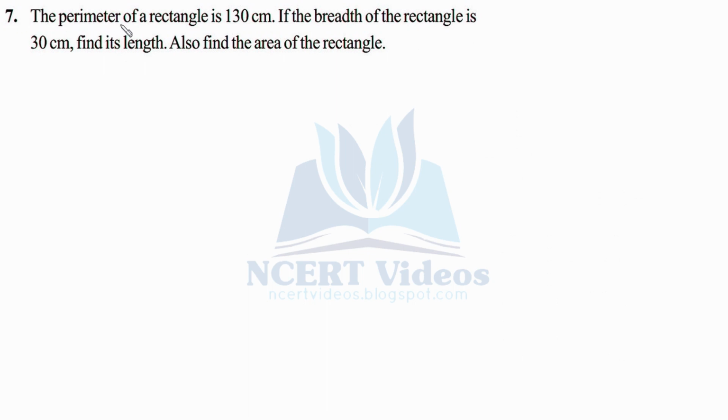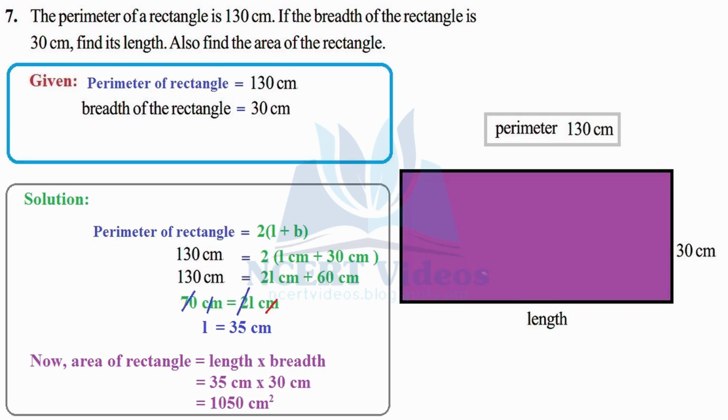Seventh question. The perimeter of a rectangle is 130 centimeter. If the breadth of the rectangle is 30 centimeter, find its length. Also, find the area of the rectangle. Once again, let's visualize the question. You're given the rectangle and the perimeter is given to you. Perimeter is the distance from here, like this, and here. That is the length of the exterior portion of the figure, more particularly a closed figure. Also, you are given a breadth, that is 30 centimeter. You have to find the length, and later you have to also find the area of the rectangle.